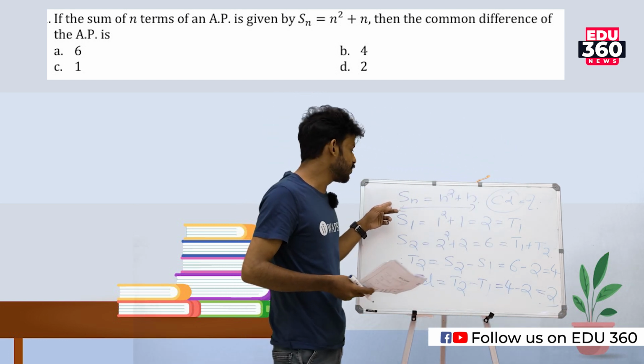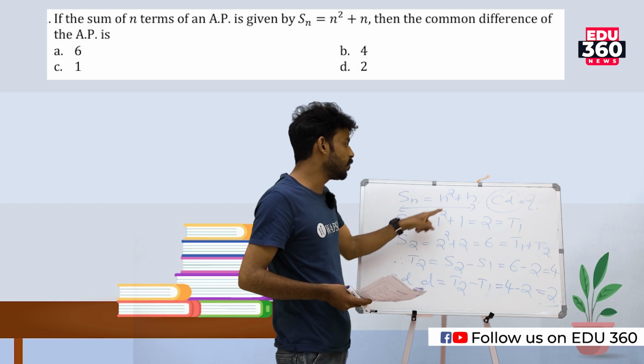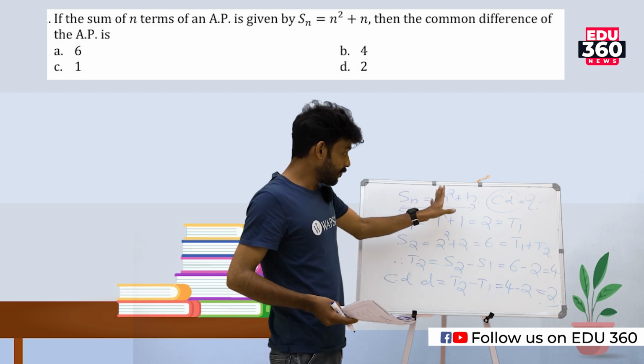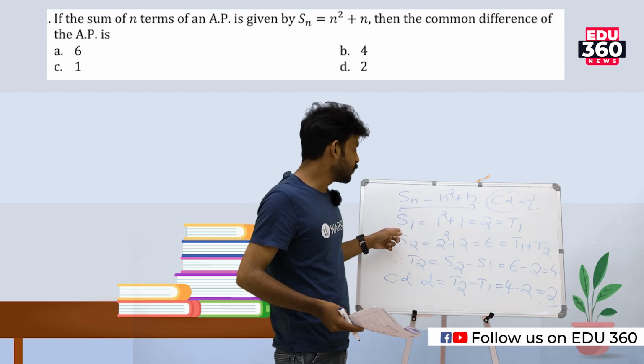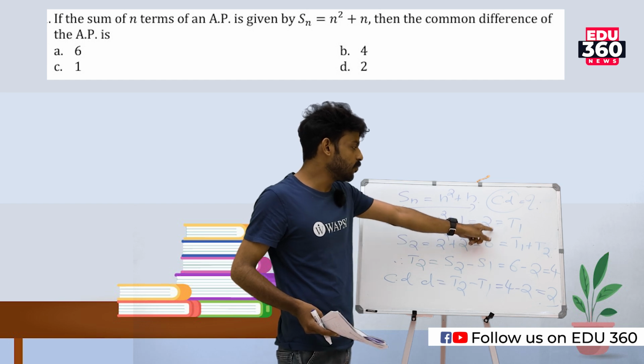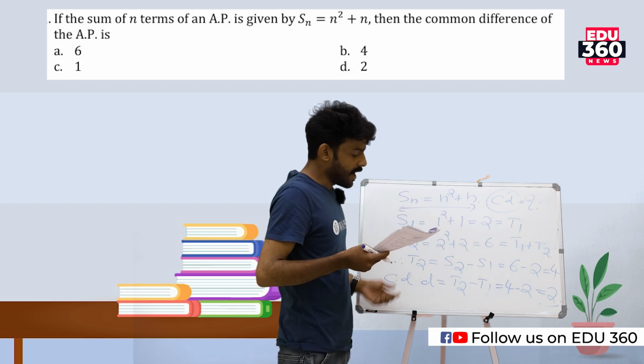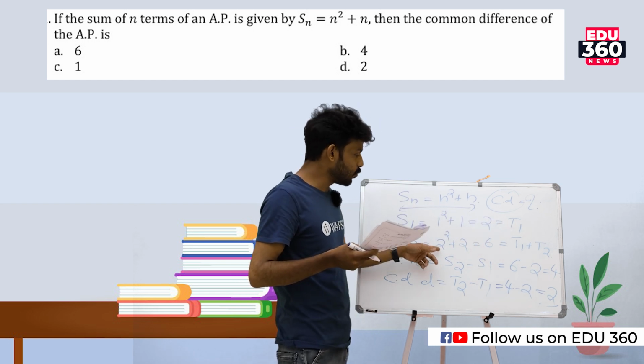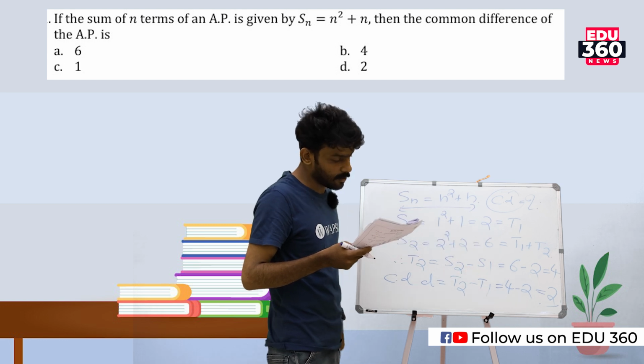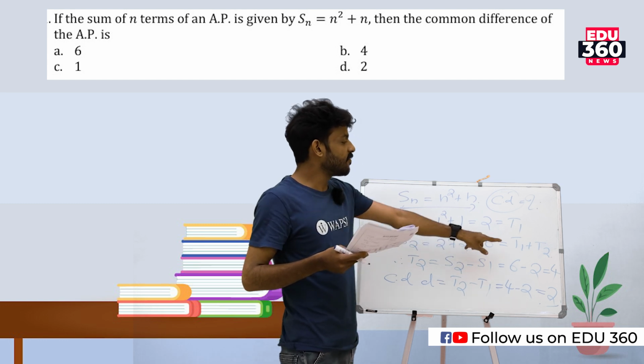Sn is already given in this question. So from this we can write S1 is equal to, instead of the value of n, just substitute 1. So S1 is equal to 1 square plus 1. So that is equal to 2. So that is equal to T1. And S2. So S2 is equal to 2 square plus 2. That means that is equal to 6. So we can write as T1 plus T2.